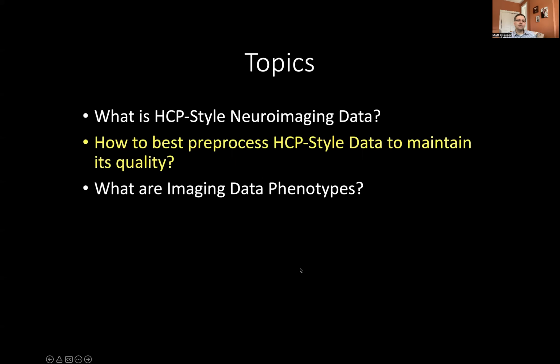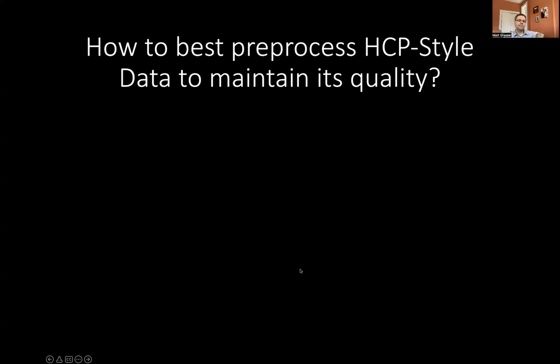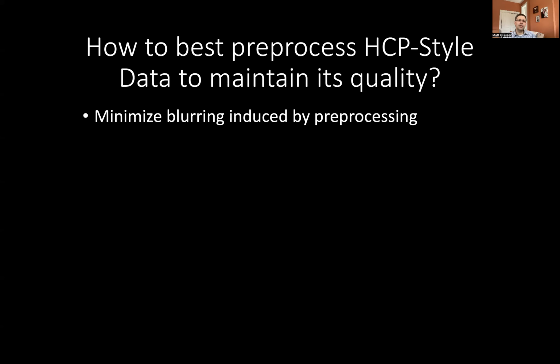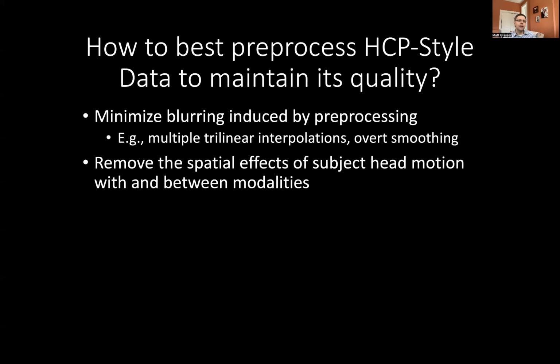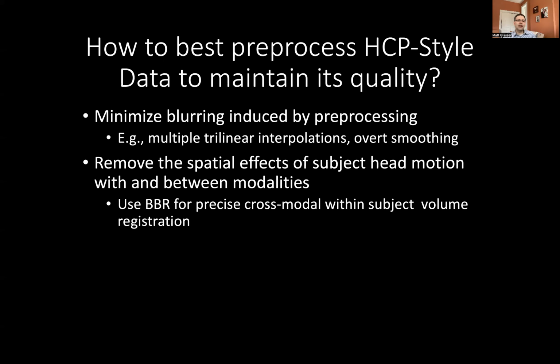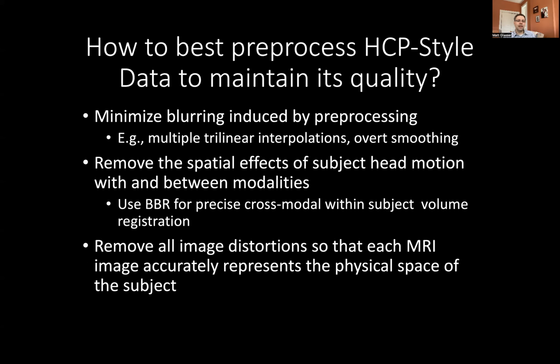How do we maintain its quality throughout pre-processing? We really want to minimize blurring induced by preprocessing, for example, from multiple trilinear interpolations or overt smoothing. Remove the spatial effects of head motion within and between modalities. Using BBR for precise cross-modal within subject volume registration really helps with that.